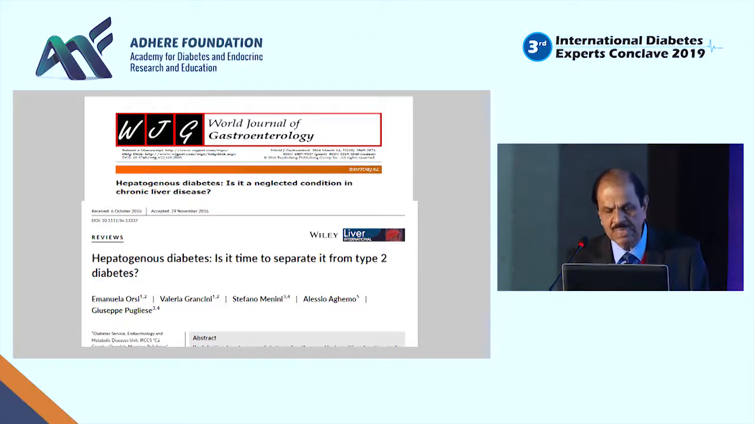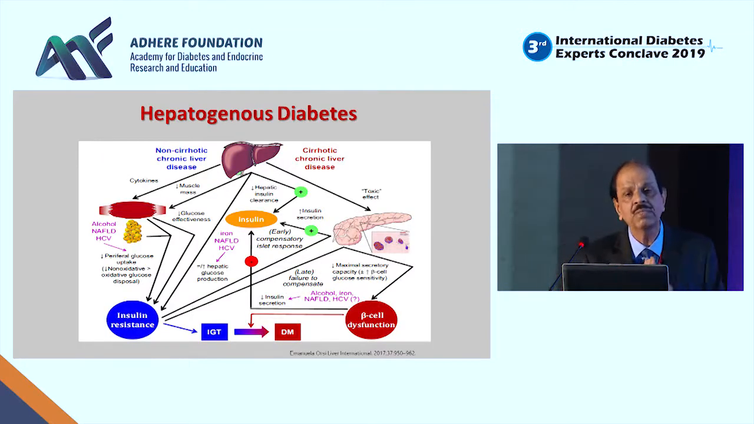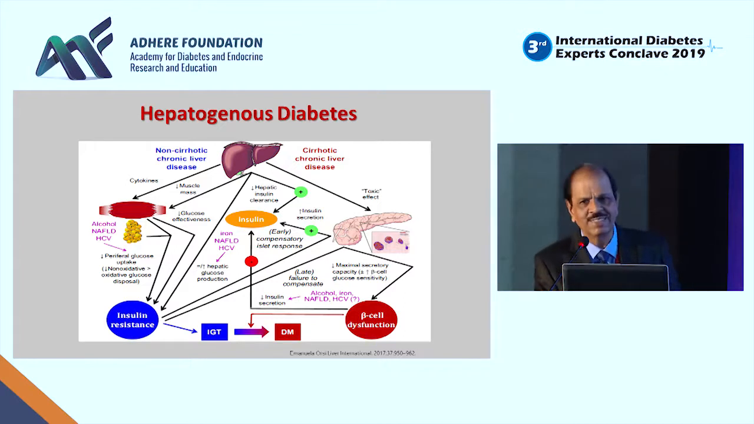What actually happens in these patients is that the liver is an important organ because it clears 50% of the endogenously produced insulin. That is very important. For exogenous insulin, the large part is cleared by the kidney.